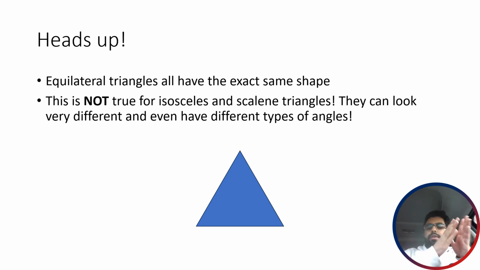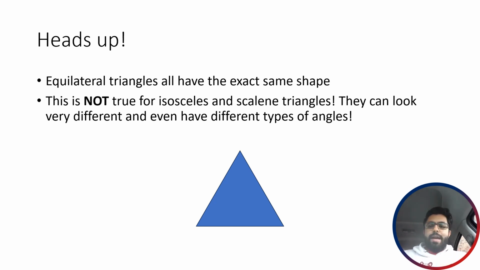So we had equilateral, isosceles, and scalene triangles. So this is only true for equilateral triangles, but for isosceles and scalene triangles, they can look very different and they can have different types of angles, like I showed you on the previous slide with the two examples of isosceles triangles. But now let's look at them in more detail, because for an isosceles triangle, you could have that all the angles are acute angles, you could have one right angle, or you could have one obtuse angle. And same thing for scalene triangles.